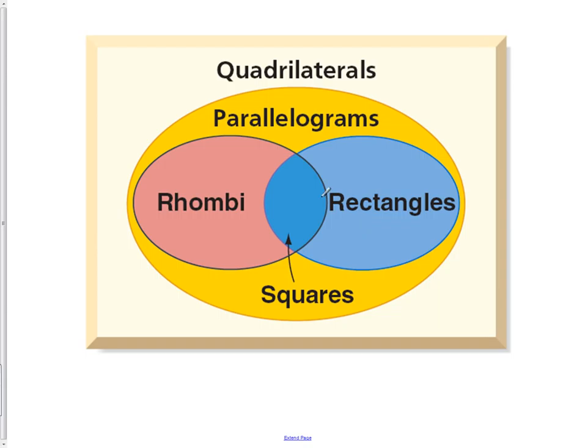A rhombus, on the other hand, only has 3 names. It's a quadrilateral, parallelogram, and rhombus. There is the special case when it is a square, which makes a rhombus turn into a rectangle at that point. But that's the only time a rhombus would be a rectangle, is when the rhombus was actually a square.